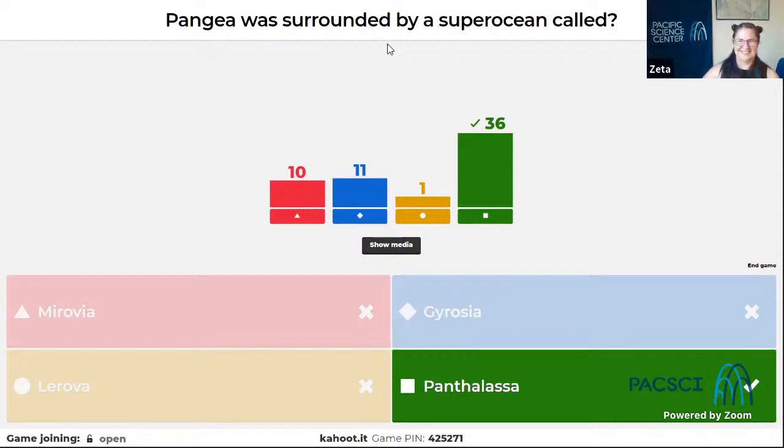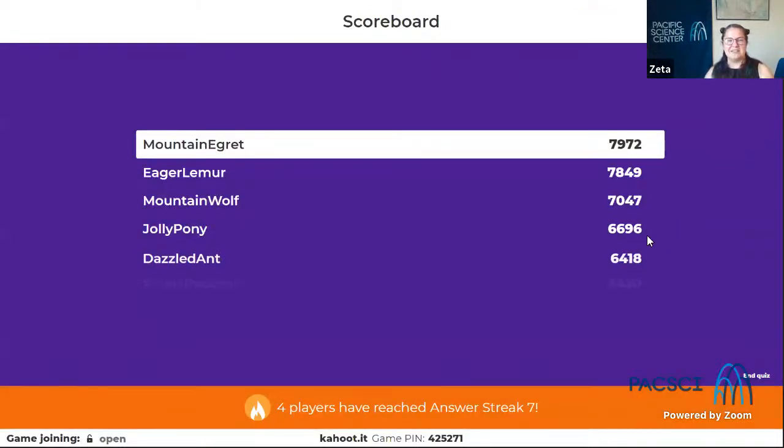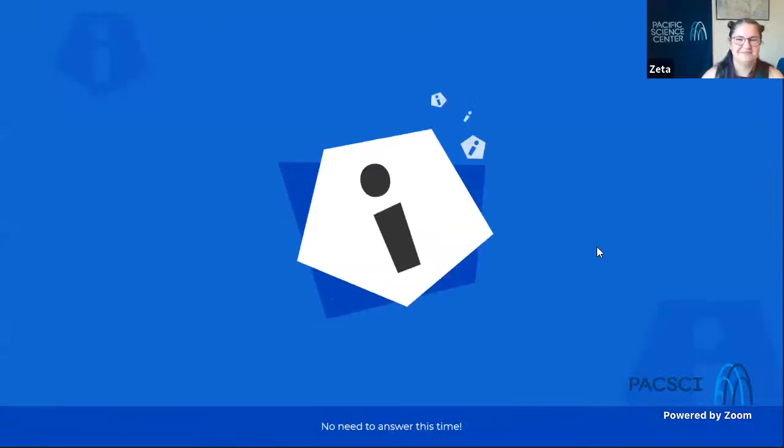Panthalassia? All right. I may not be able to say it, but I can say that Mount Egret remains in the lead. Mountain Wolf is still there as well. A smart raccoon, very smart, climbing up. All right, next question for our geology round.